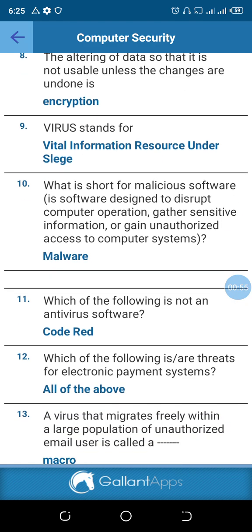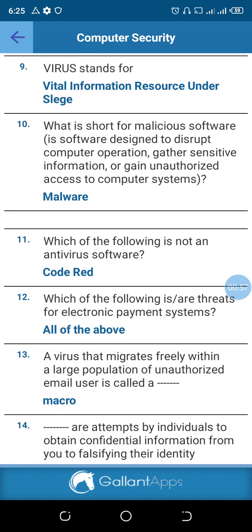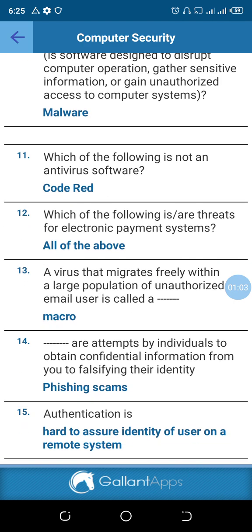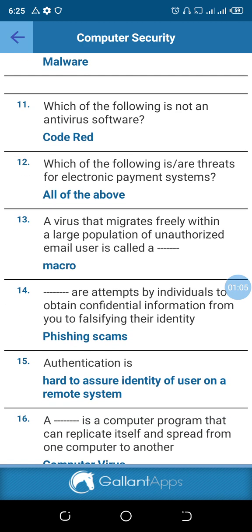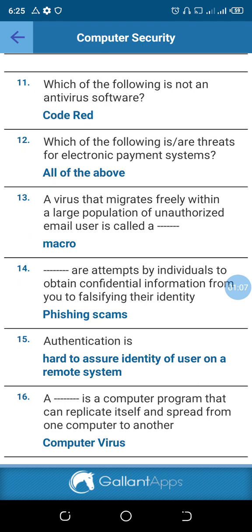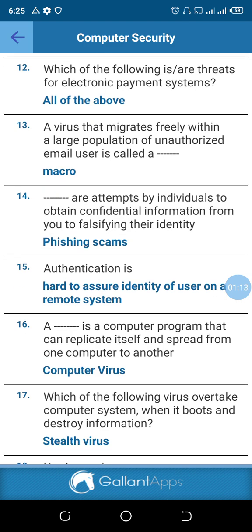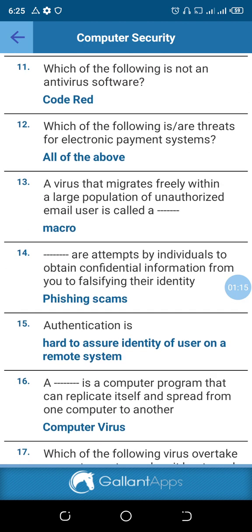What is short for malicious software? Malware is software designed to disrupt computer operation, gather sensitive information, or gain unauthorized access to a computer system. Which of the following is not an antivirus software? Code Red. Which of the following are threats for electronic payment systems? All of the above.